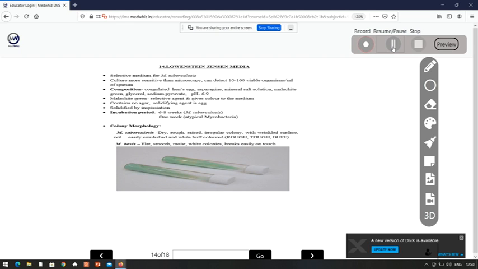In case of colony morphology, for Mycobacterium tuberculosis, the colonies in LJ medium are dry, rough, raised, irregular colonies with wrinkled surfaces, and they are not easily emulsifiable, with a white buffy color. So the colonies are rough and tough in nature. In case of Mycobacterium bovis, the colonies will usually be flat, smooth, moist, white colonies, and they are easily breakable.